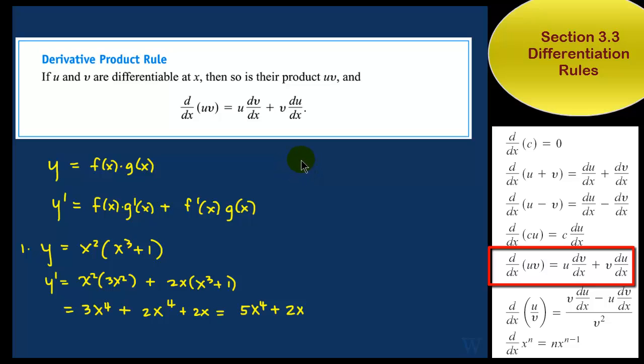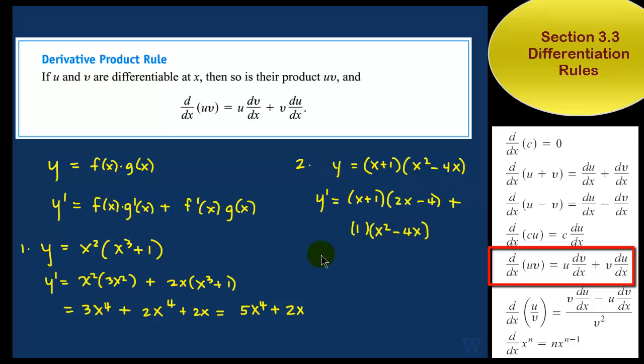Let's take another example. Suppose y is equal to x plus 1 times x squared minus 4x. So you have the first function times the second function. Y prime is equal to, take the first function, multiply by the derivative of the second, 2x minus 4, plus, now take the derivative of the first, the derivative of x plus 1 is 1, times the second function, x squared minus 4x.